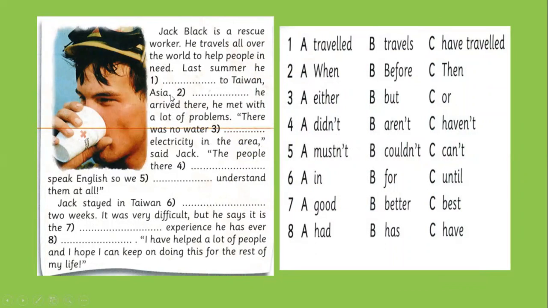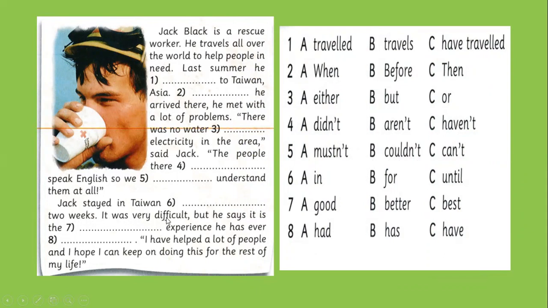To Taiwan in Asia. When he arrived there, so number 2, when. When he arrived there, he met with a lot of problems. There was no water or electricity. So number 3 is or. In the area, said Jack, the people there didn't speak English because we are talking in the past. Didn't speak English. So number 4, didn't, and number 5, couldn't. We couldn't understand them all.